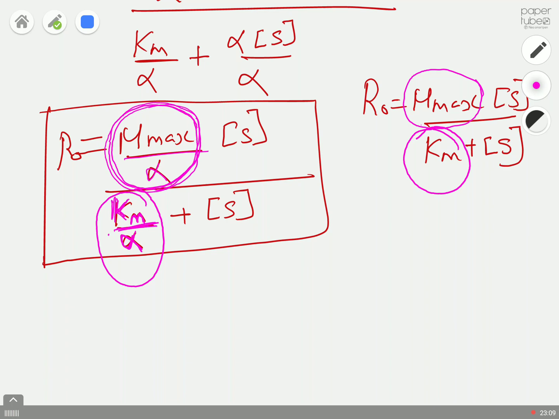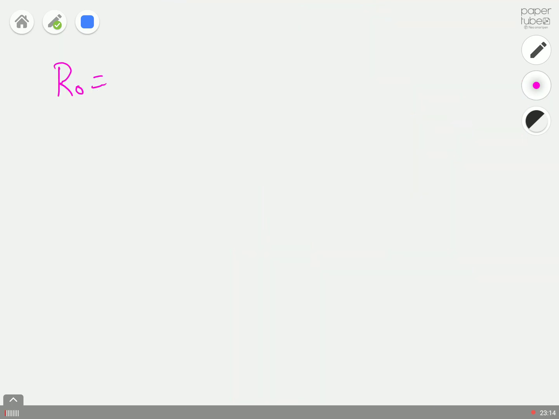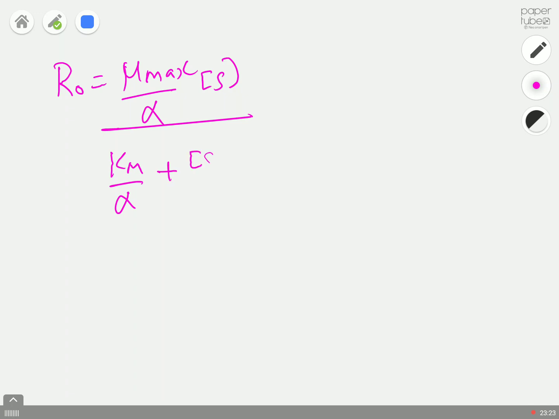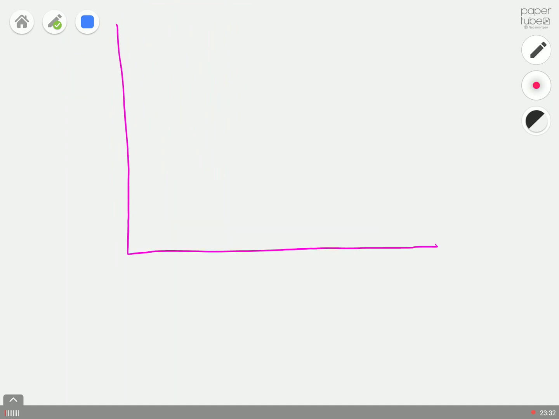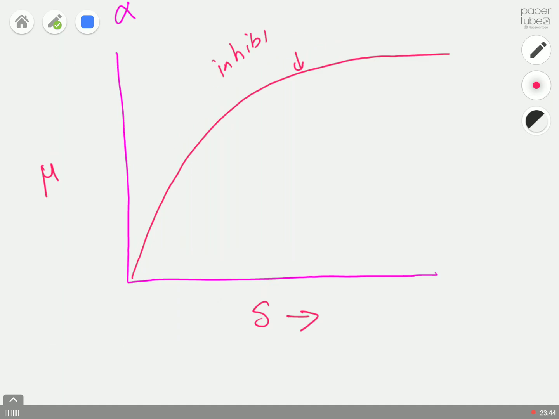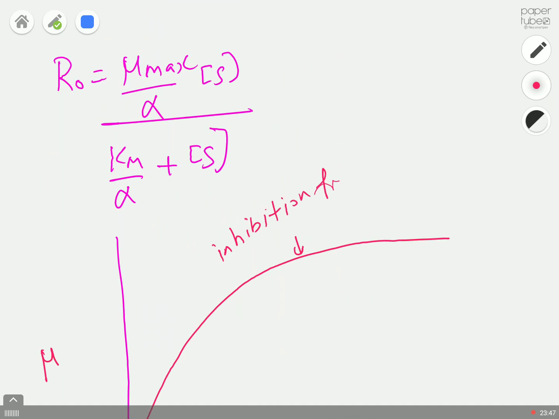So how will it look if we plot? I will rewrite this expression here. R0 is equal to mu max by alpha multiplied by S divided by Km by alpha plus substrate concentration. I'm going to draw the diagrams. I will use the red pen for a reaction without any inhibitor. Your substrate concentration, your initial velocity. This is the inhibition free reaction, or no inhibitor.